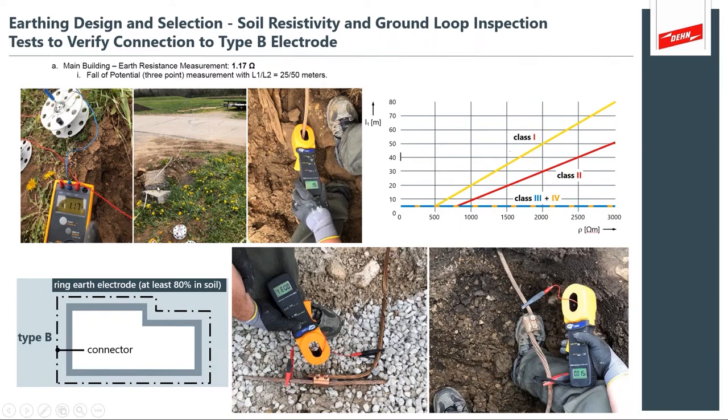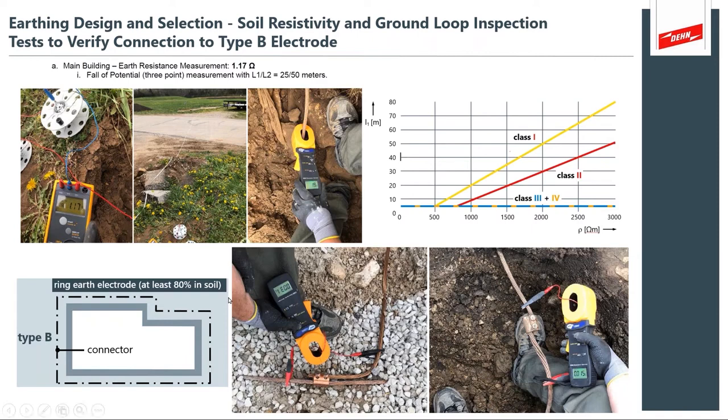We evaluate our soil resistivity, and this leads us to a chart similar to what we pull from IEC, where we can determine the length of conductors that the earthing system has to have in contact with the soil. So now we can start doing things like selecting a type B or a type A earthing system, and then we can start evaluating the installation itself.